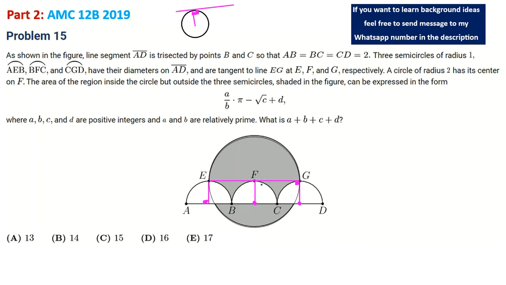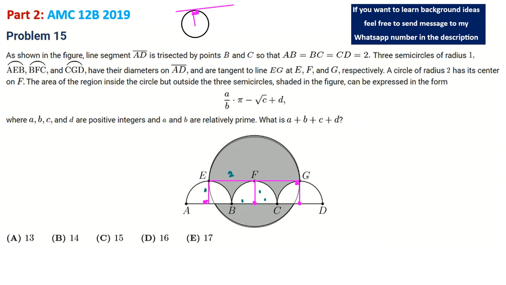Now I want to say first, it says AB, BC. BC is 2. So because BC is 2, this one is 1, this one is 1, this one is 1, this one is 1, this part is 1, so this one is 2. So the radius of the larger circle is 2. So the answer will be what?